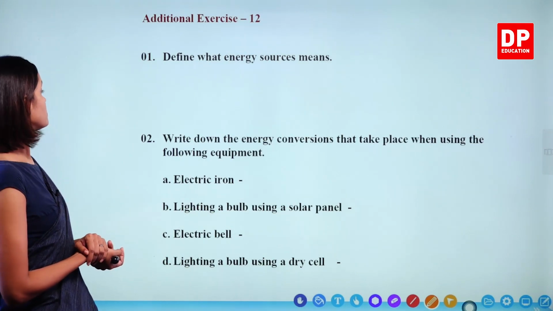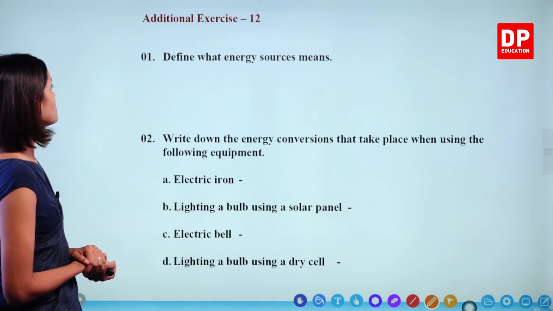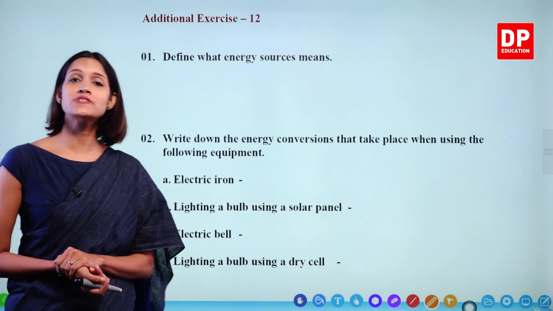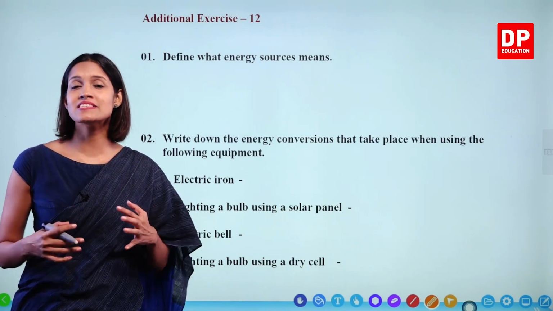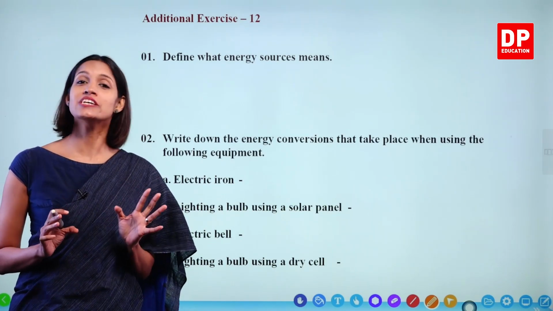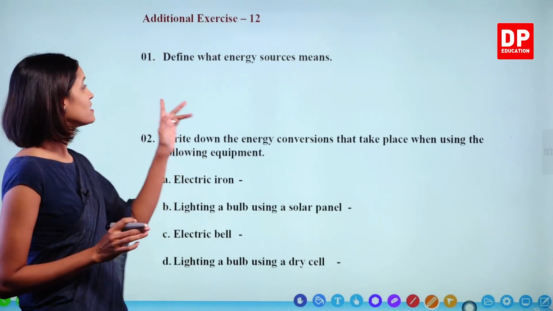Number 12. Question number 1. Define what energy sources means. What is the meaning of energy sources, children? The things that provide energy are called energy sources, right? Let's write.